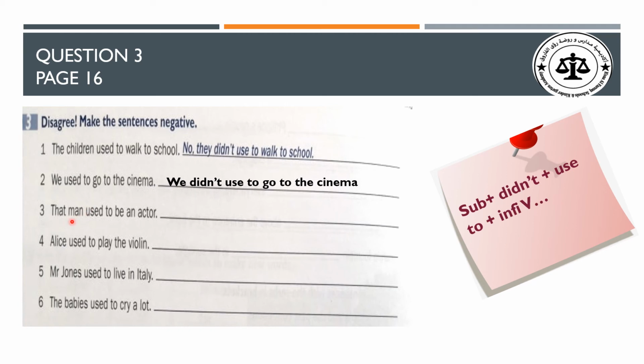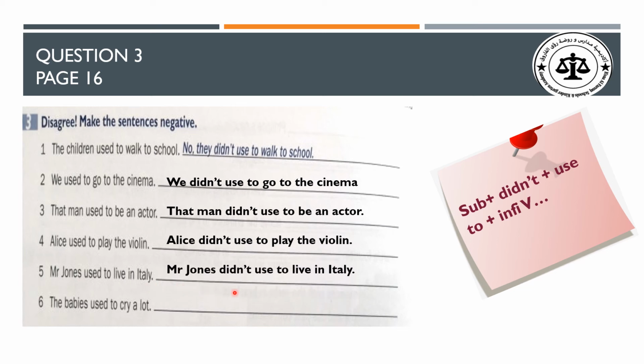Number 3, that man used to be an actor. That man didn't use to be an actor. Alice used to play the violin. Alice didn't used to play the violin. Number 5, Mr. Jones used to live in Italy. Mr. Jones didn't used to live in Italy. The last one, the babies used to cry a lot. The babies didn't used to cry a lot.